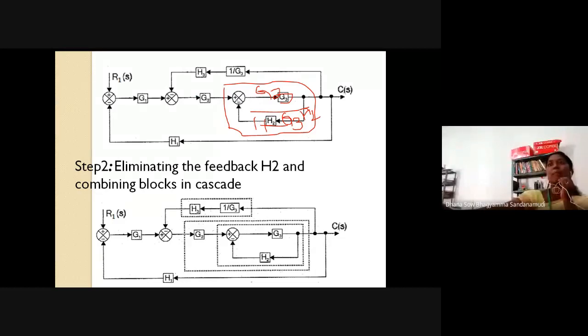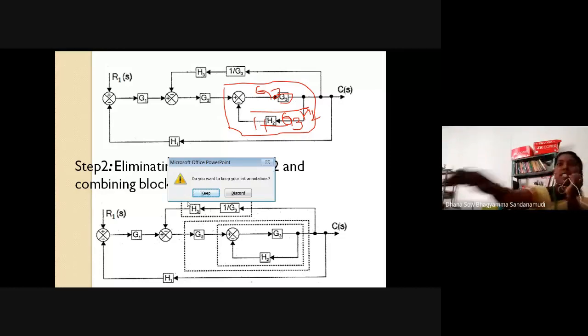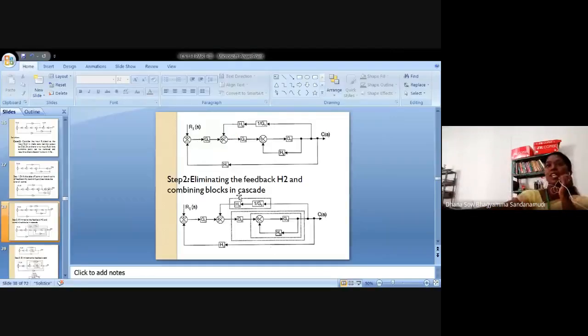You can combine those two blocks also. At a time, I have performed 3 operations in step number 2. I'm combining the cascade blocks, eliminating the feedback path, and after elimination, again combining the cascade blocks. G2 is in cascade with G3 by 1 plus G3H2. I hope you understand.